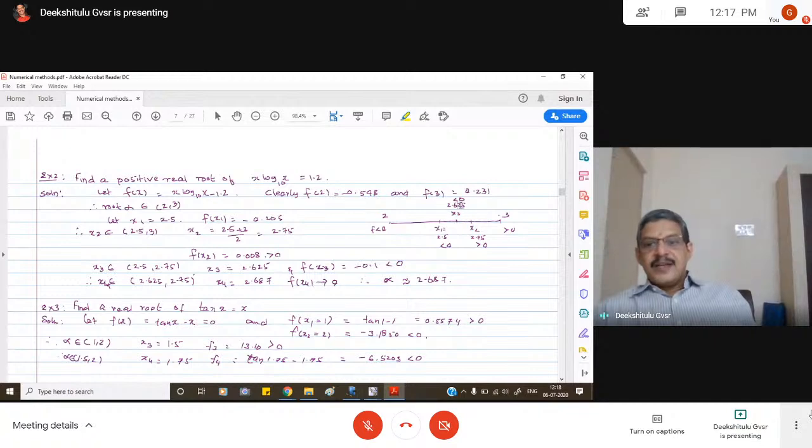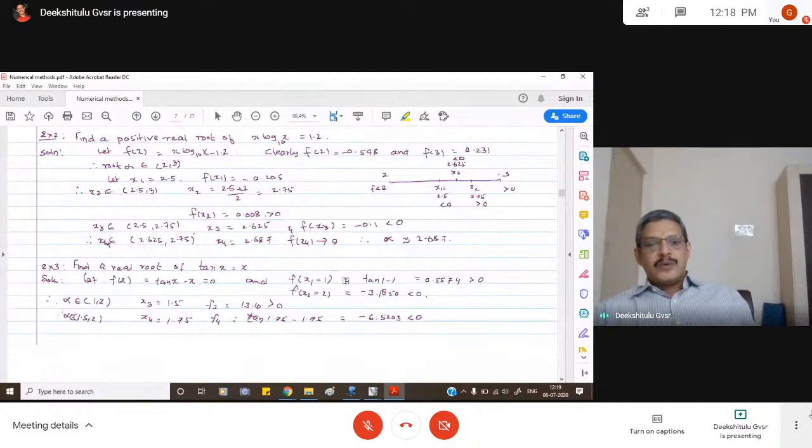Find f of x3. This is less than 0. So the root lies between these two, that means x3 and x2. The root lies between x3, 2.625, and 2.75. So take the midpoint of that, x4 as 2.687. So x3 is 2.625, x4 is 2.687. Up to 2.6 we have some convergence. If you go another 2 steps, we get an excellent approximation, and it will coincide with 2.687 as the best approximation to the exact root.